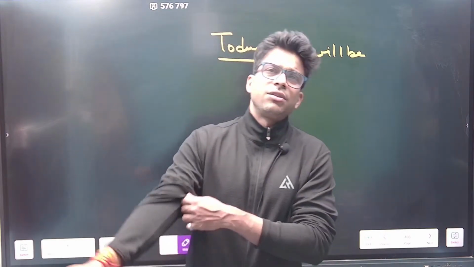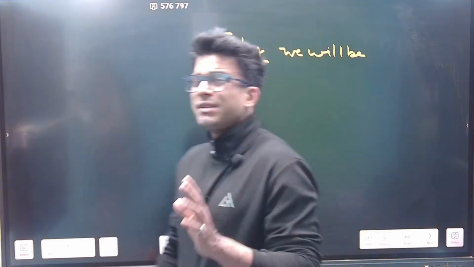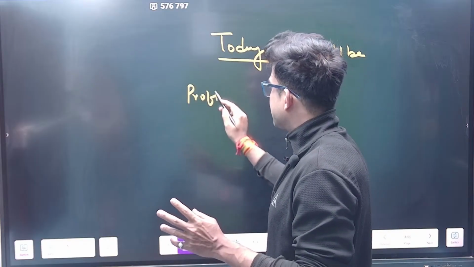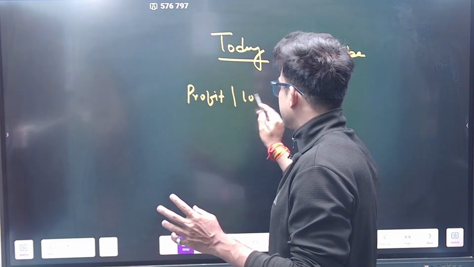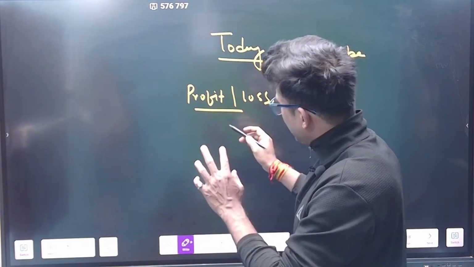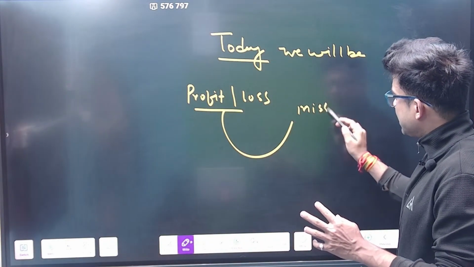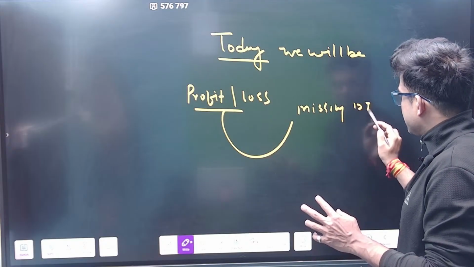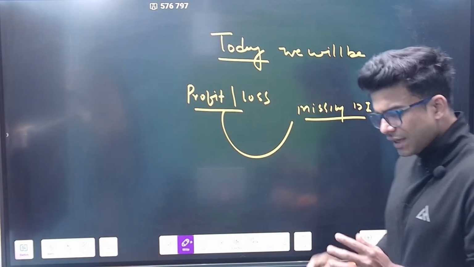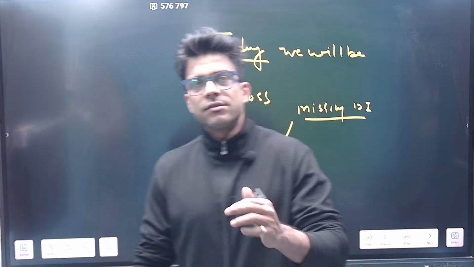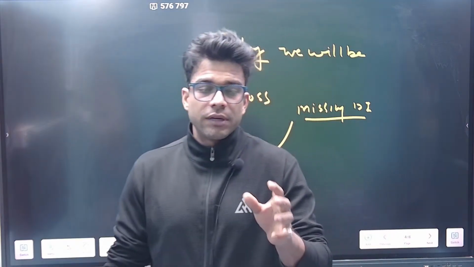You can say it is specifically taken from profit and loss. Okay, now with the profit and loss, I have combined this missing DI also. So the question is of moderate level, but it's an experiment from my side, so that let's see how many of you can try it.